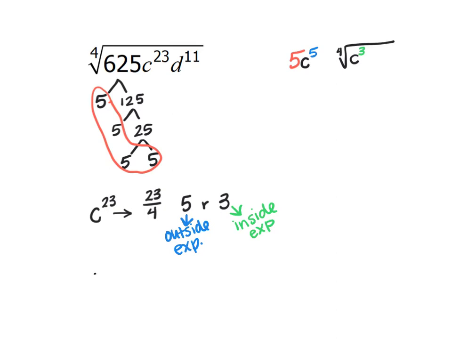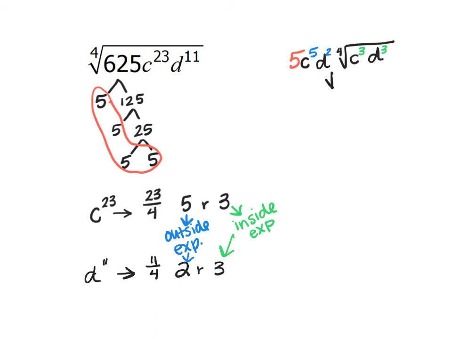And I'm going to do the same thing with d to the 11th power. 11 over 4. So 11 divided by 4. 4 can go into 11 2 whole times, which would give me 8. So then there would be a remainder of 3. So I'm going to have a d on the outside, a d on the inside. My outside exponent is going to be 2. My inside exponent is going to be 3.